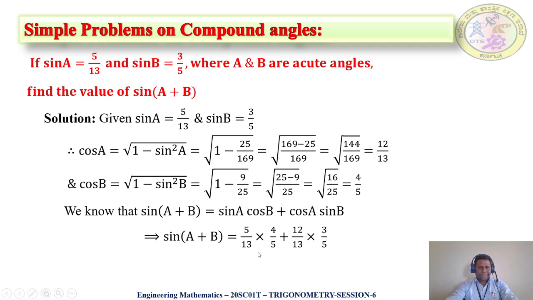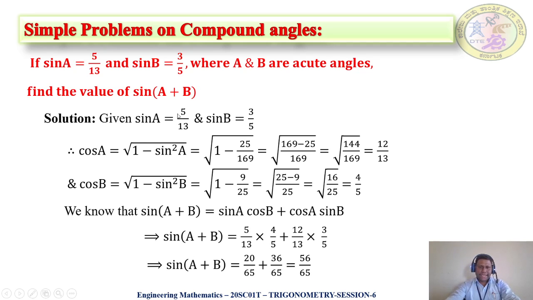If you simplify, we can get here 13 into 5 is 65, 5 4s are 20. Here 13 into 5 is 65, 12 3s are 36. Since the denominator is common, 65 is the LCM, so you can add these two values, 36 plus 20, so we get 56 divided by 65. And that is the required value of sin of A plus B.